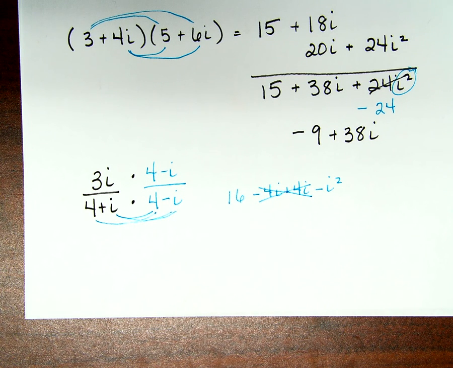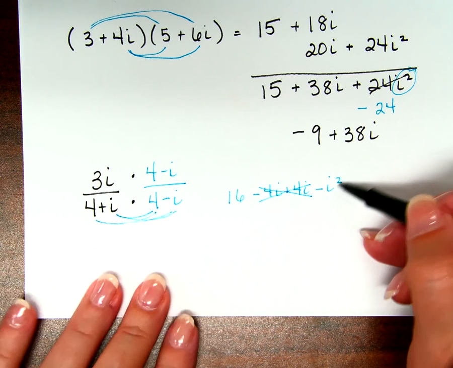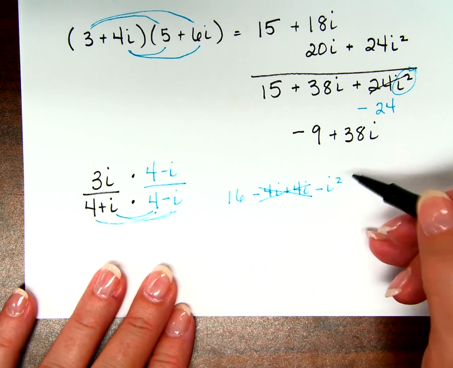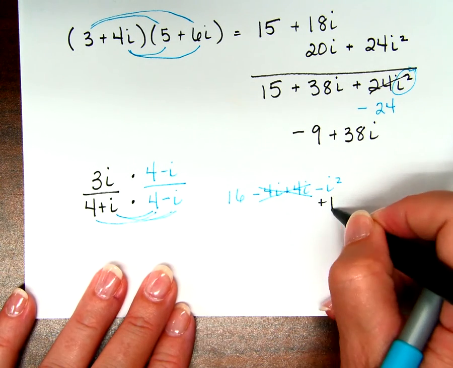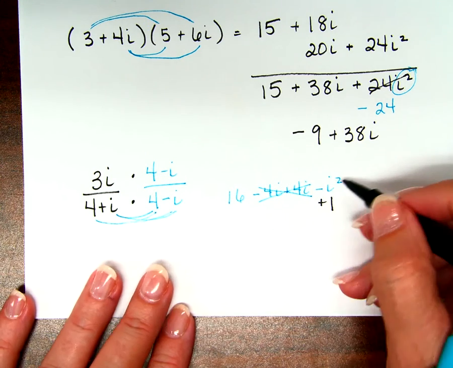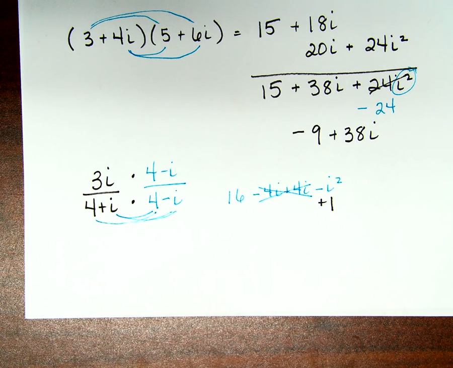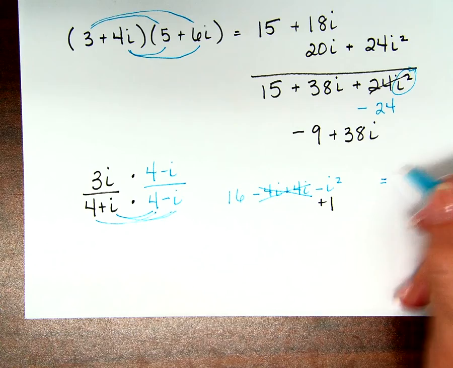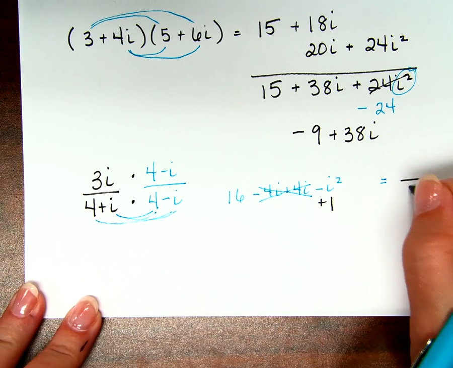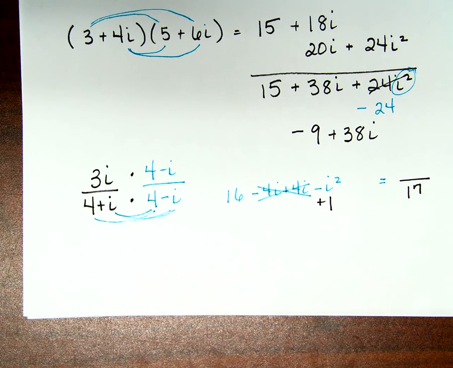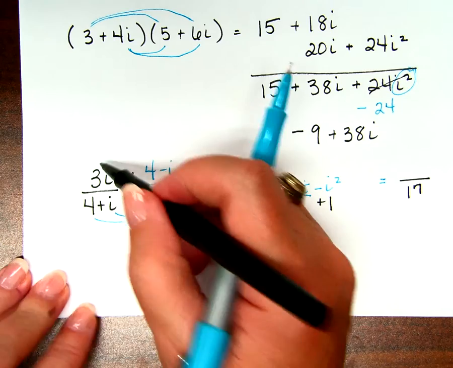Okay? Because I also know that i squared equals what? Negative 1. So this is going to become plus 1. Because it's minus i squared, so that will be minus a negative 1, which is plus 1. So what does the denominator of this fraction become? 17. Well, what happens with the numerator?